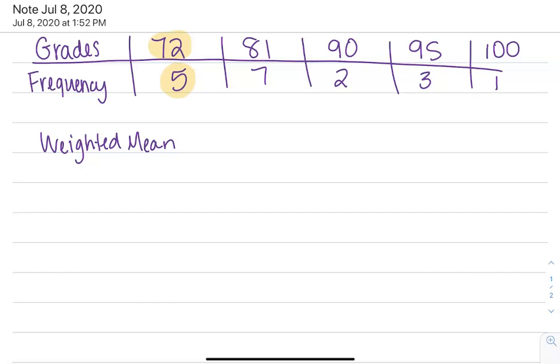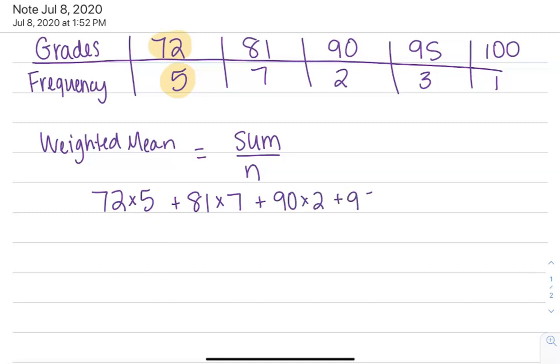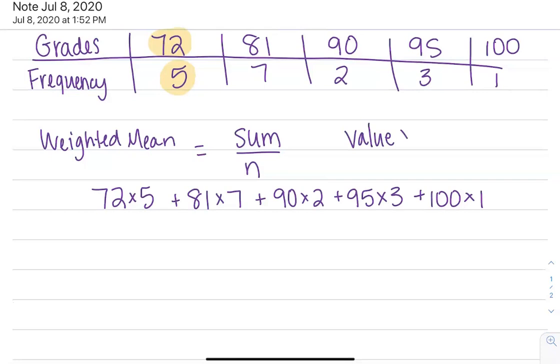So when you're calculating the weighted mean, you're still going to do the sum divided by the number in the data set. But here, the sum is going to be a little bit different because you're going to have to take 72 times 5. Then you're going to have to add 81 times 7, then 90 times 2, then 95 times 3, and then finally 100 times 1. Because this time, all of my values were repeated multiple times. So you take the value times the frequency, and you'll add all of those up.